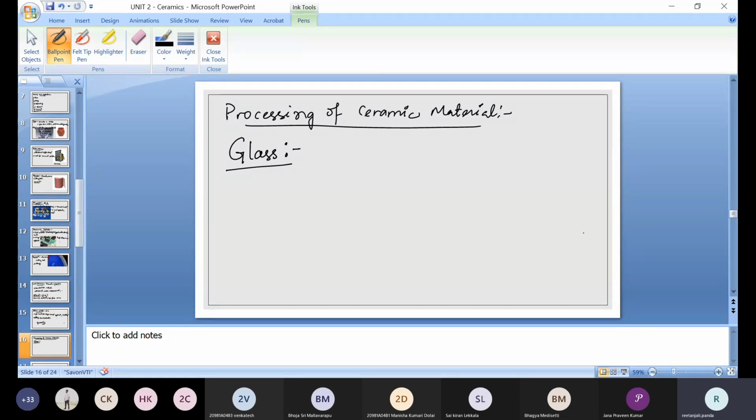But when it comes to the technical process, we should know what exact process we are following for manufacturing a glass material. Okay, so as I told you, we are producing the glass material at high temperature, by a melting process. The common type of glass we use in our day to day life is soda lime glass.